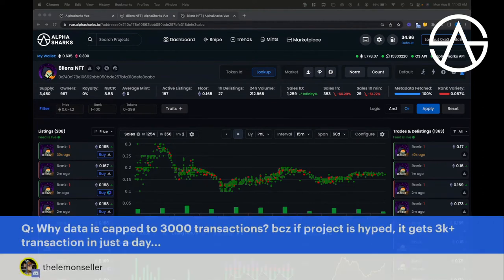Why is data capped at 3,000 transactions? It's capped at 3,000 because of the data feed. We have to put a cap on it at 3,000 transactions, because if we're calculating more than 3,000 or all-time data on every single project that comes through, that'd get ridiculous. So for speed purposes, that's why we limit it to 3,000 transactions. But we're trying to work on something where we do get all-time data for projects that are either super hyped or actually have some backing behind it.